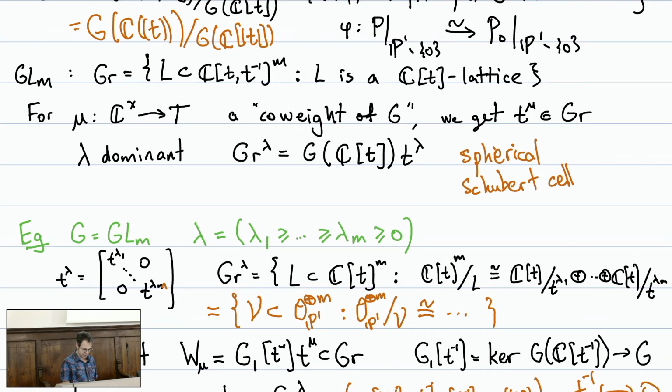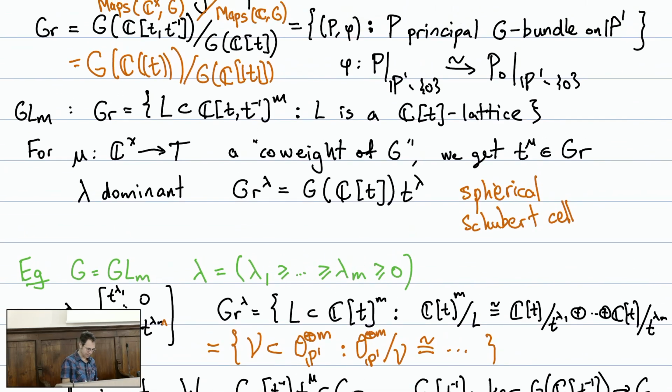Then we have the following example of GLM. If we take GLM, such a lambda is just a sequence of integers. I had this condition about being dominant. That means that the sequence of integers is decreasing. And then just for convenience, I also demand that the last integer be positive. This element t to the lambda in the affine Grassmannian will be represented by a diagonal matrix with these different powers of t along the diagonal.